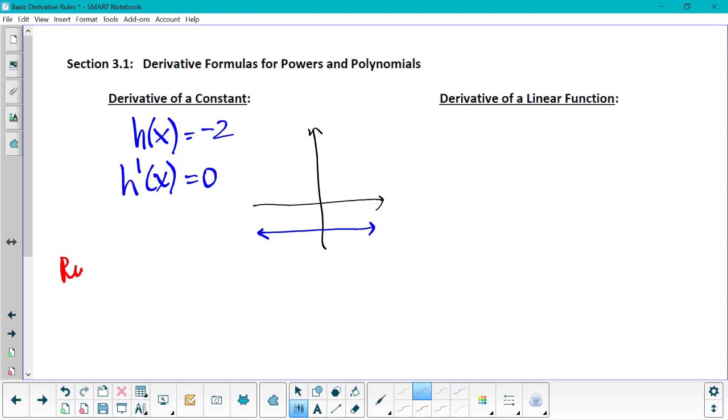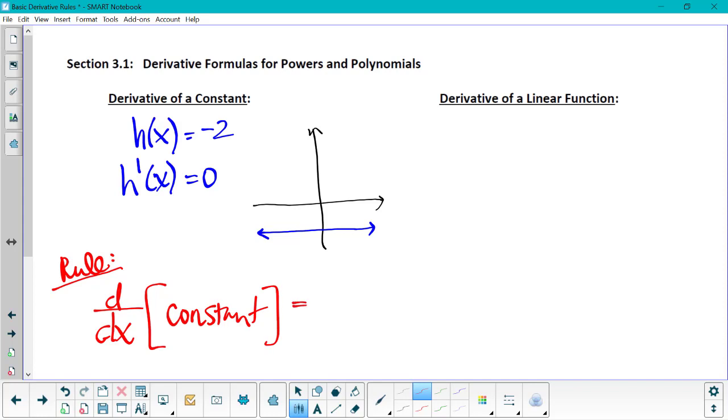So here is what we would say is our rule. Very informal. The derivative of any constant, meaning just a number, is always equal to 0 because the graph has a slope of 0 at every point.